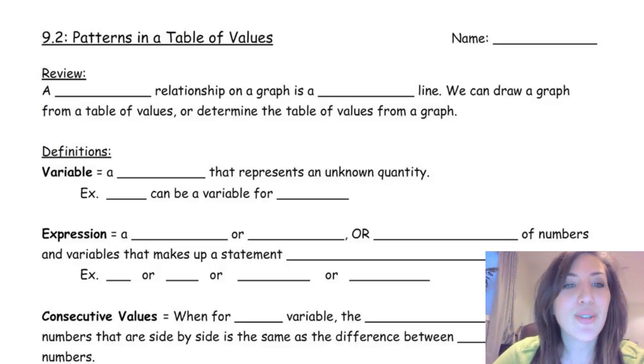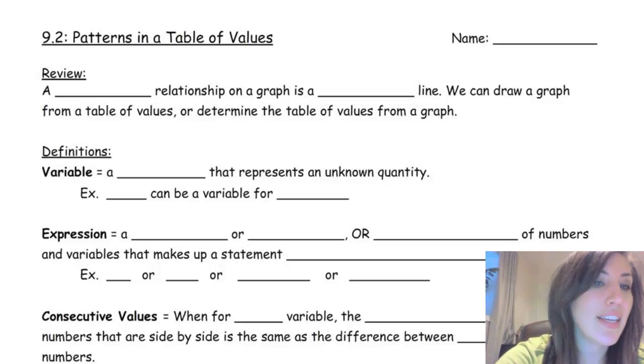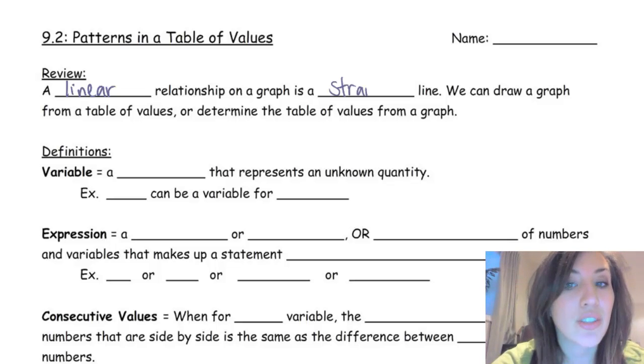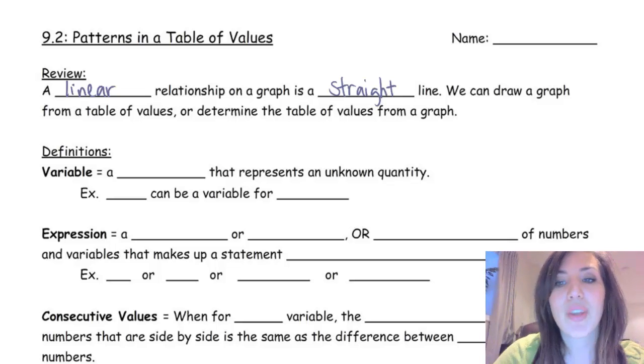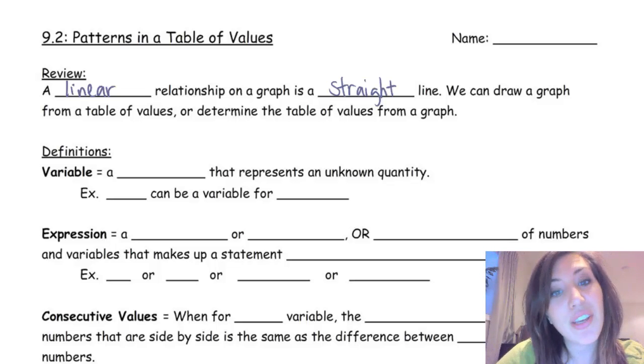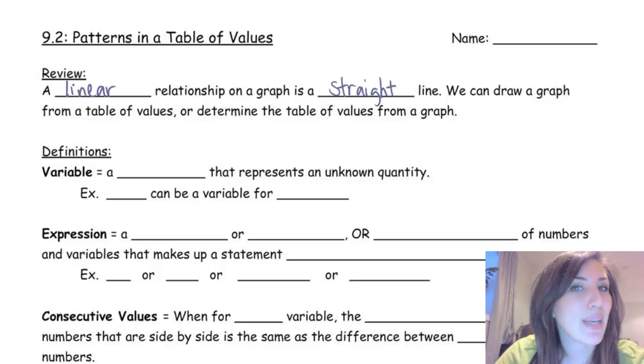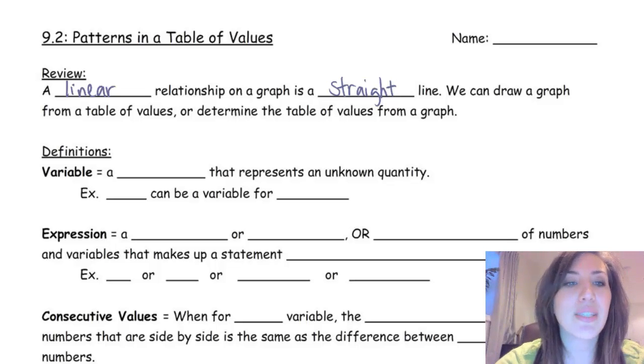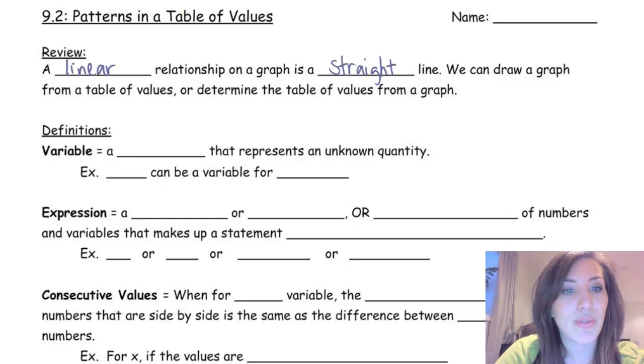Today we are going to look at the patterns that we can see based on the numbers in our table of values. So let's review that a linear relationship is a relationship that when you put it on a graph, it shows you a straight line. We can draw a graph from a table of values, or you can figure out the table of values based on a given graph. So let's look at some definitions here that we'll need to know today.